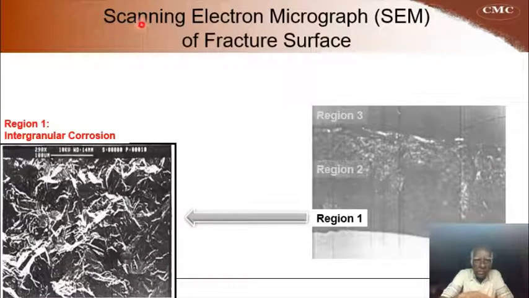This slide shows scanning electron micrograph of the fracture surface, usually called SEM. The region 1, that is very close to the inside surface, is shown in a very big magnification in this scanning electron micrograph. This is typical of intergranular corrosion. This means corrosion has proceeded along the grain boundary and the fracture surface looks like this. This is called intergranular fracture or intergranular corrosion.